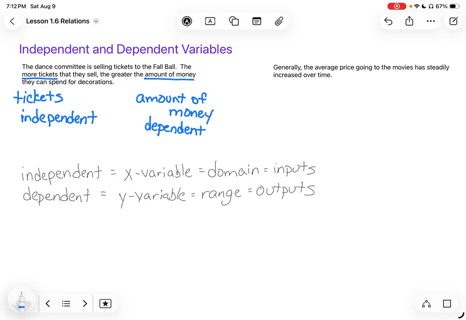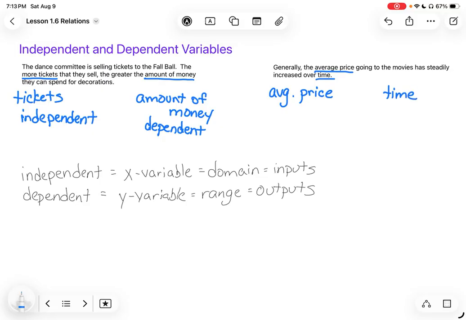It says generally the average price going to the movies has steadily increased over time. This one, the two variables are not quite as straightforward to find. Average price is going to be one of our variables. The other one's a little more difficult to see. It's time. Time is our other variable.